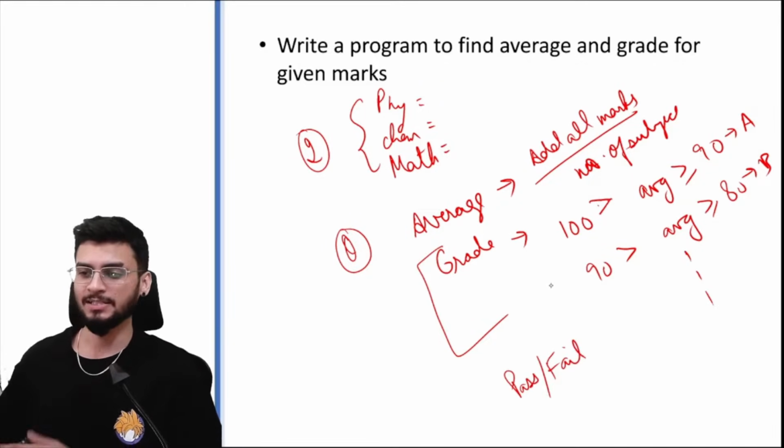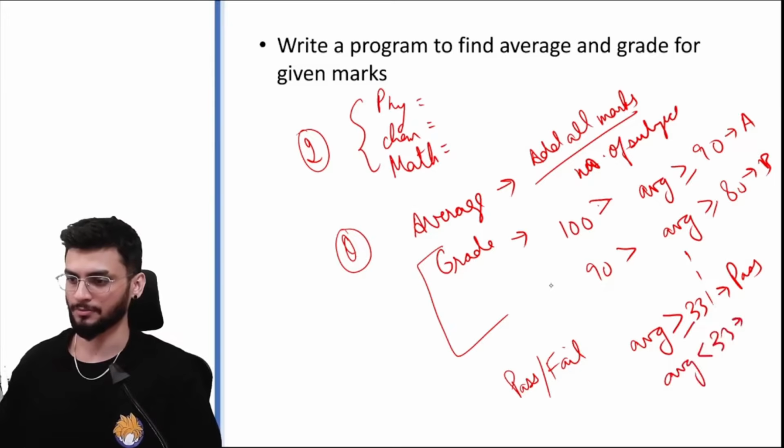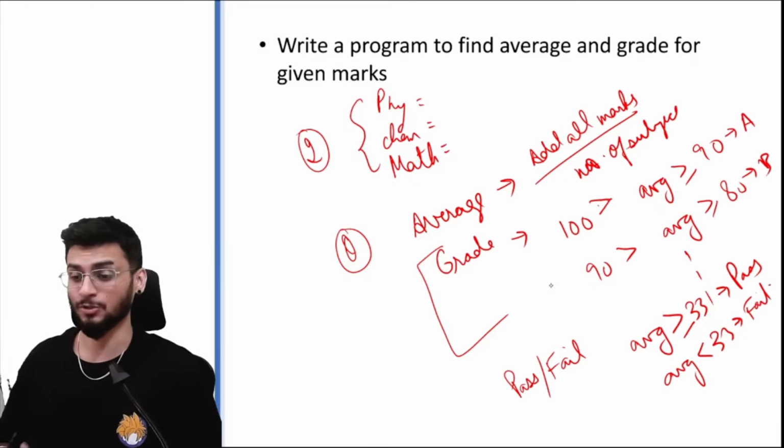In order to create this, you just have to say if your average marks is greater than 33, you print pass. Else, if your average is less than 33, you print fail. So let's see how this program looks in a Python notebook.